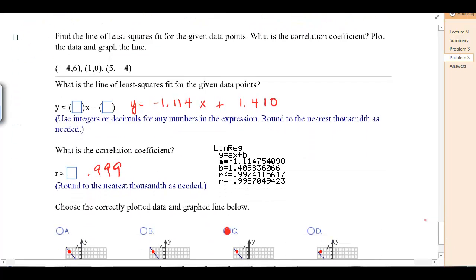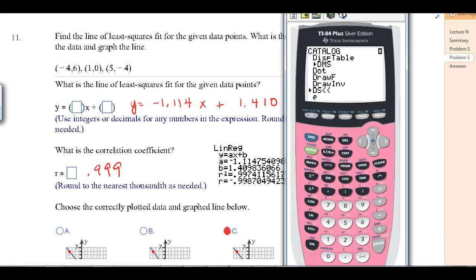All right, 11 brings us to our regression question. This one says, find the line of least squares fit for the given data points. What's the correlation coefficient? And plot the data and graph the line. So we need to look at this. You have a set of handouts, and in the handouts there is a paper on regression that has the steps for doing the regression. It does not talk about the correlation coefficient, so we will cover that. But if you need to refer back to that handout, do that to help you.